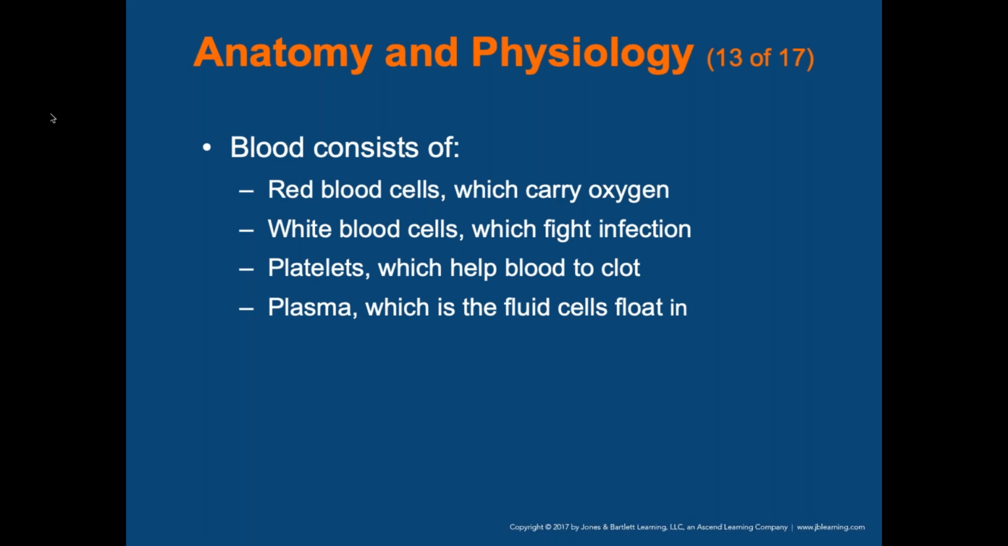So blood consists of 4 types: red blood cells, which carry oxygen and remove carbon dioxide; white blood cells, which fight infection; platelets, which help blood to clot; and plasma, which is the fluid that cells float in. And this can all be done with a blood draw and through lab tests, but this is what we need to know about it.